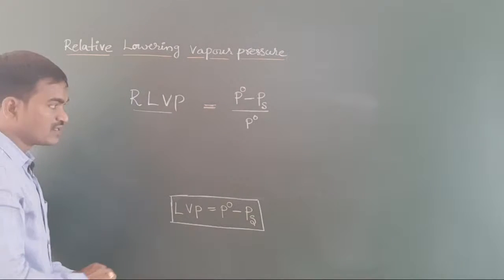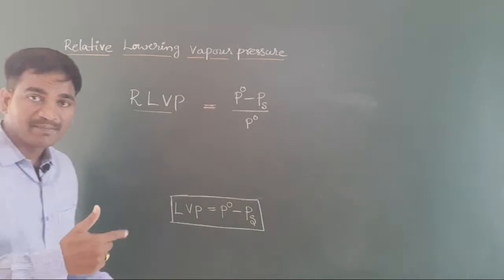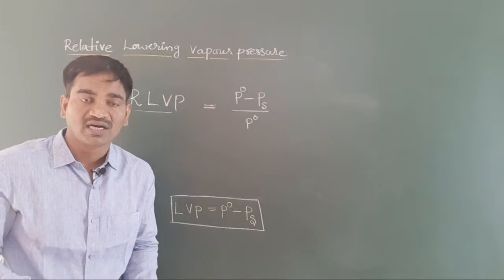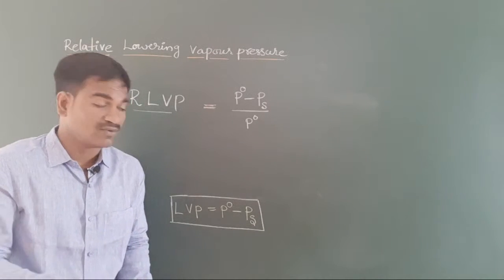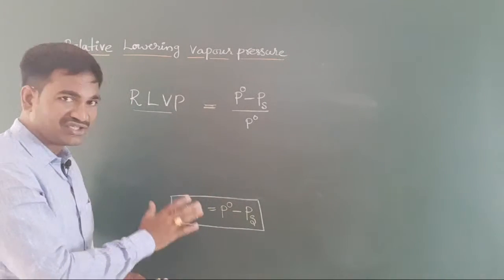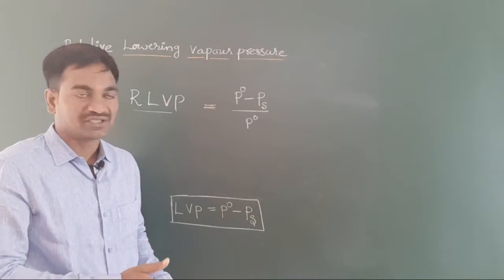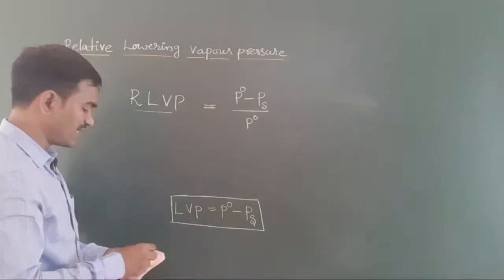So you should have clarity on these points, because if you want to understand the remaining cases in Raoult's law, you have to have command on these 2 points. That's why we started with these 2 points, lowering vapor pressure and relative lowering vapor pressure. So you should have complete command on this.